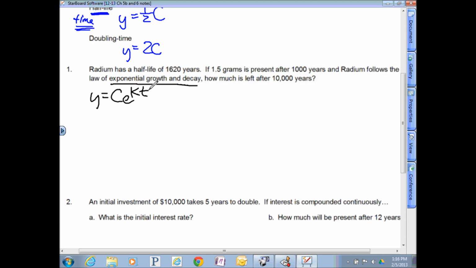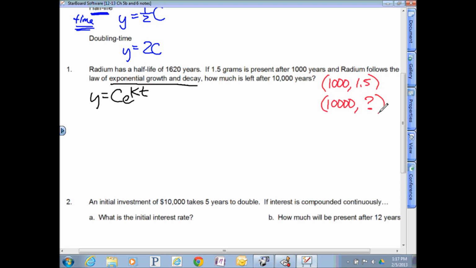1.5 grams is present after 1,000 years. So let's list that as what we know. At time 1,000 years, we have 1.5 grams. How much is left after 10,000 years? At time 10,000 years, we want to know how many grams we actually have. We don't know what our initial amount is, but using time 1,000 and time 10,000 might make things a little bit more concrete.